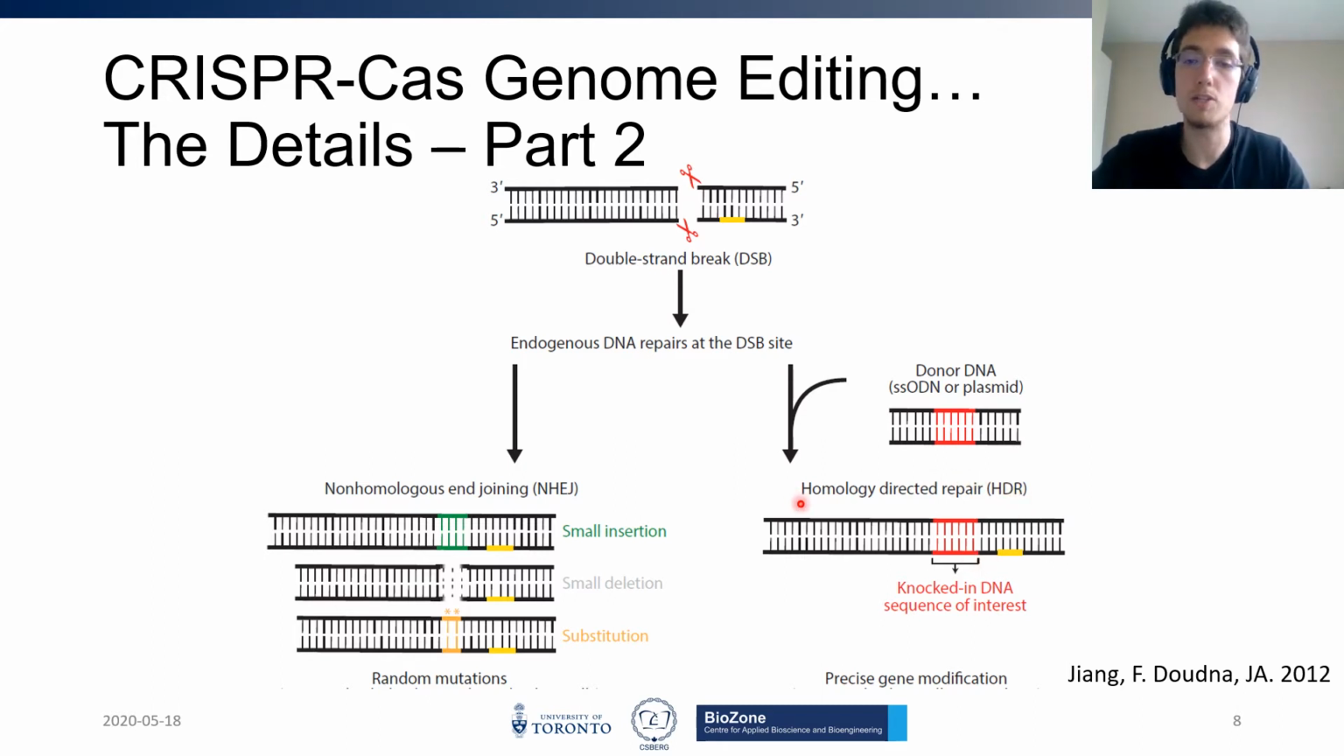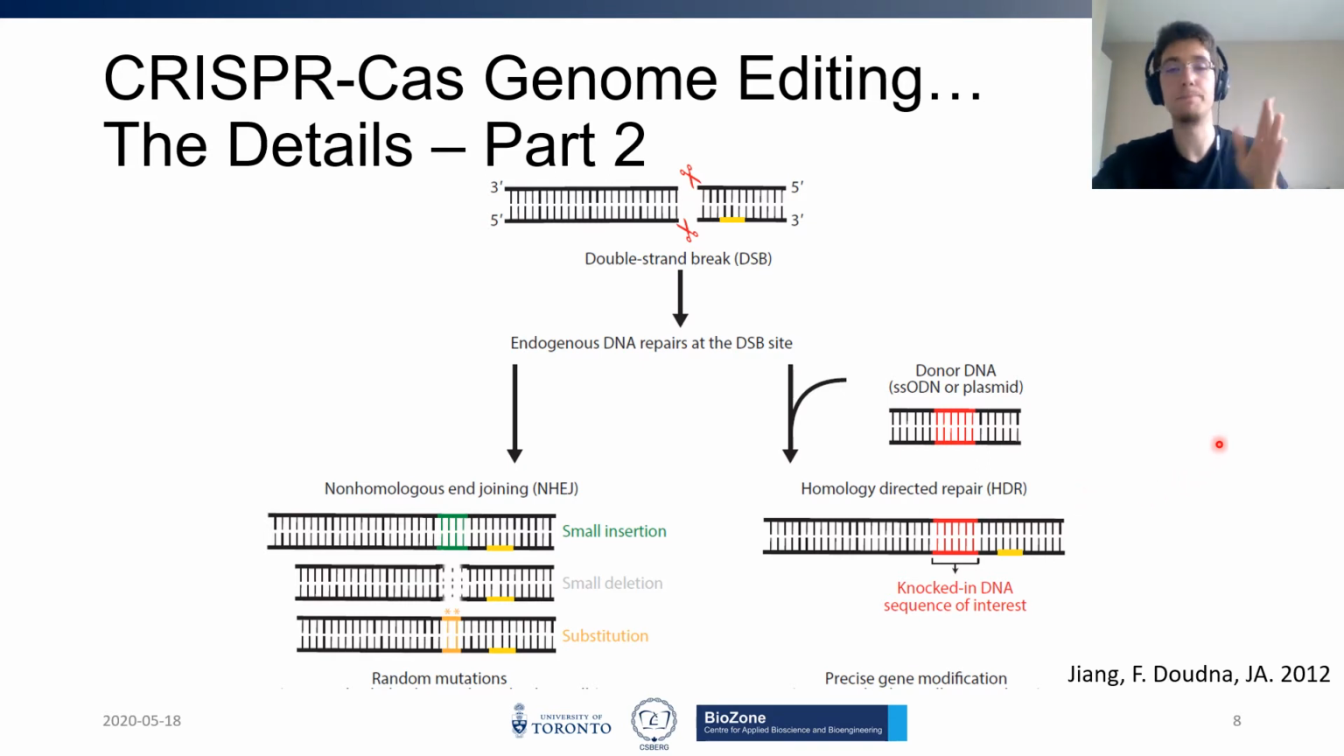Now, through homology-directed repair, which is another repair mechanism, what the cell can do is, instead of just sticking the two pieces of DNA back together, look in its environment to see if there is a double-stranded piece of DNA that looks similar to the DNA that's been cut, right? And when that happens, what the cell can do is take the donor template DNA that we have provided and stick it into the area where the cut has been formed, right?